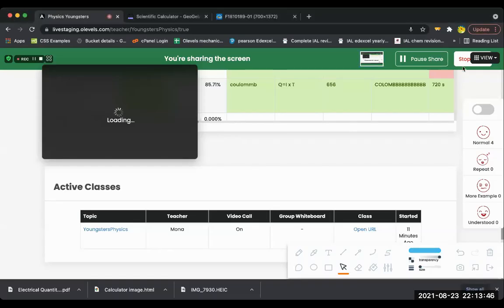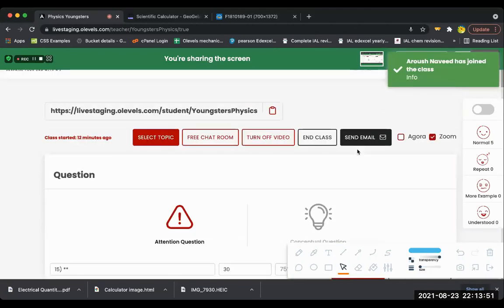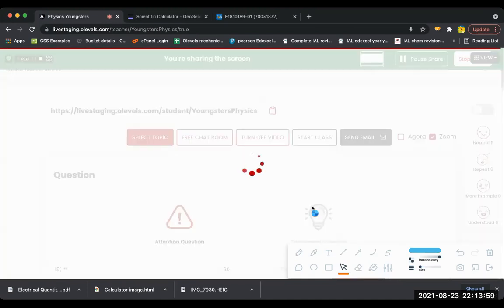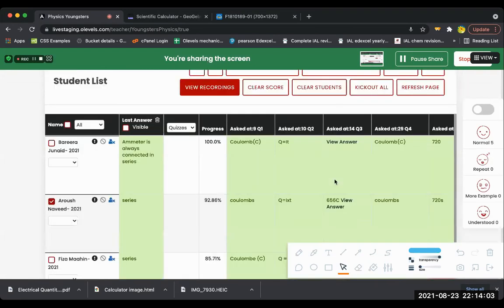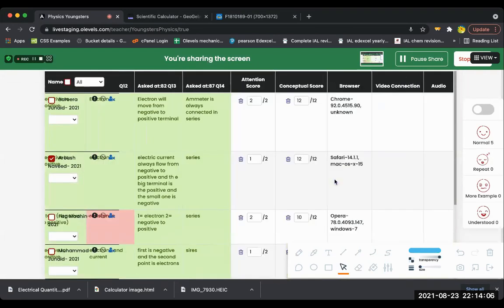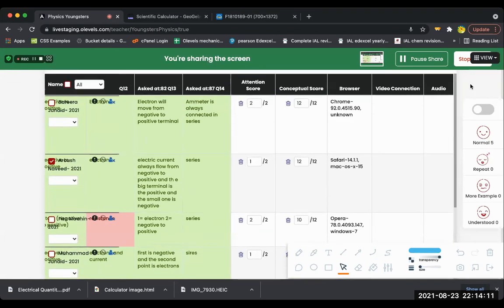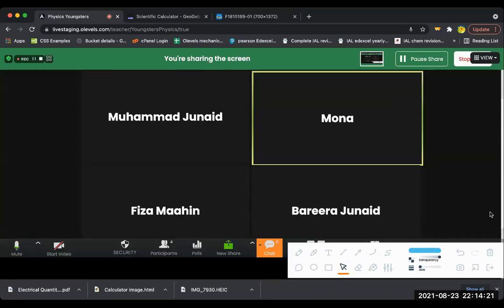Look, mashallah, you all did so great. I'm going to share your results with your parents. Here, look, I'm going to share your results with your parents. Send email to parents and confirm. I've shared your scores with your parents now. The email is sent with your scores. Ma'am, performance is good today. Look, email sent successfully. I've sent your scores to your parents. Very good, everyone. You all can leave the class now.